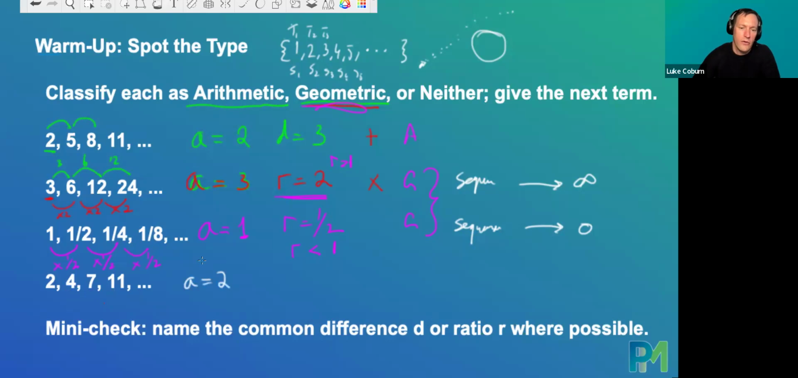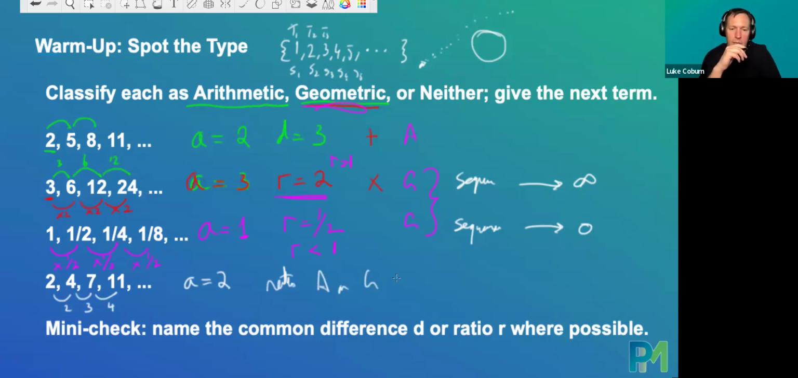So we've got an A is equal to 2. And then we have a jump of 2. Then we have a jump of 3. And then we have a jump of 4. And we don't have a multiplier. So this is like neither arithmetic nor geometric. So it's some other rule that we don't study on the course.